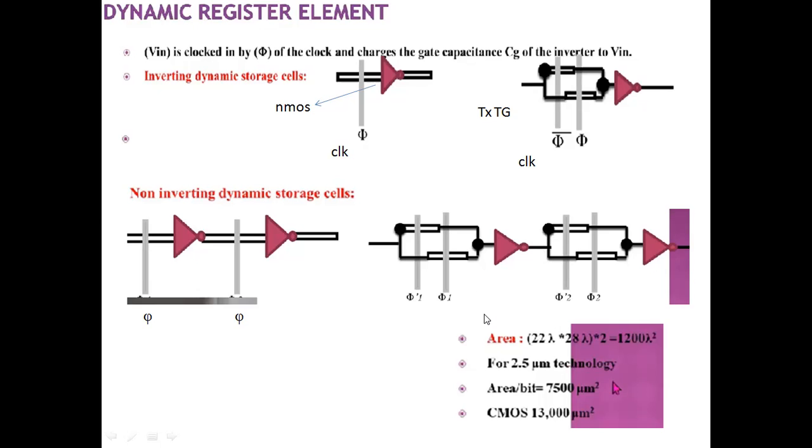Regarding the area consumption, the implementation of these inverting dynamic storage cells will be 22 lambda into 28 lambda, into 2, and that comes around 1200 lambda square. This much area will be consumed for which technology? For 2.5 micrometer technology, where the area per bit is 7500 micrometers square. And if I go for a CMOS technology, I will need 13,000 micrometers square of area.